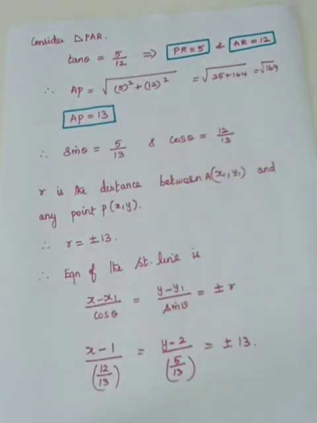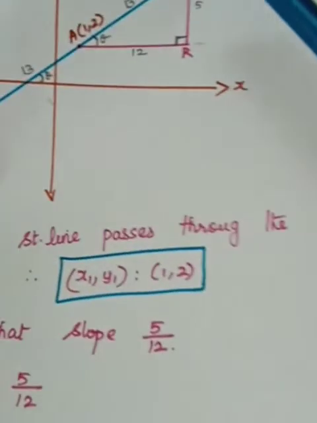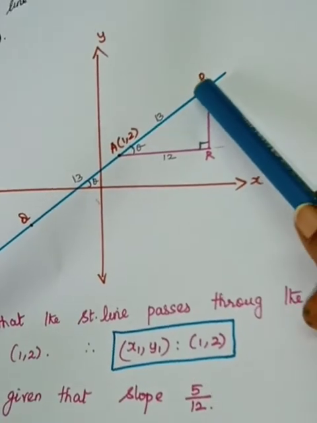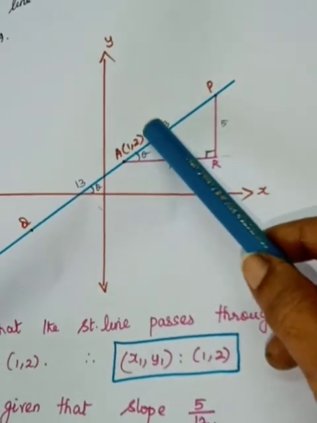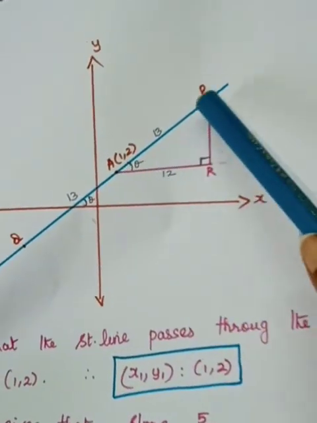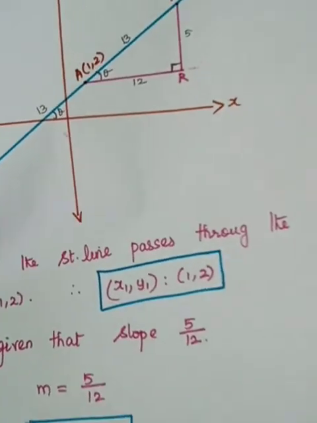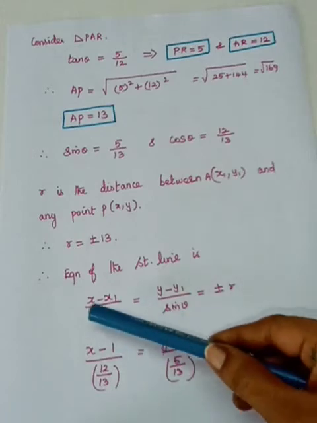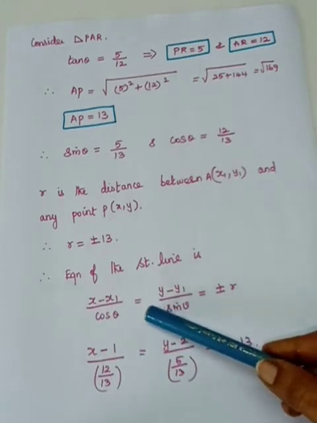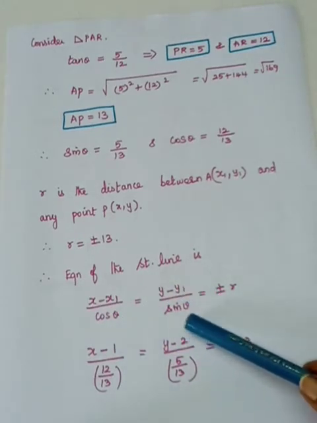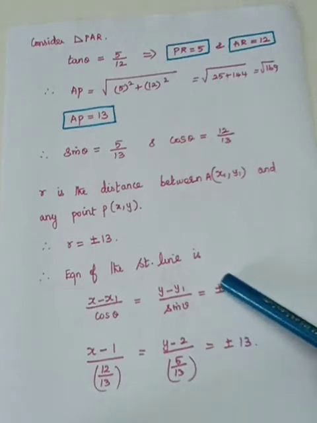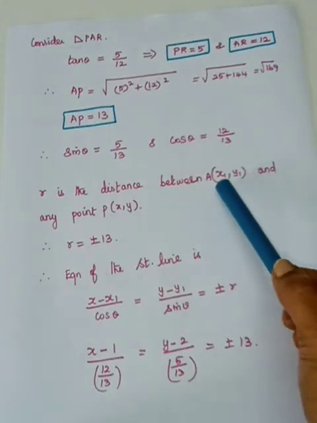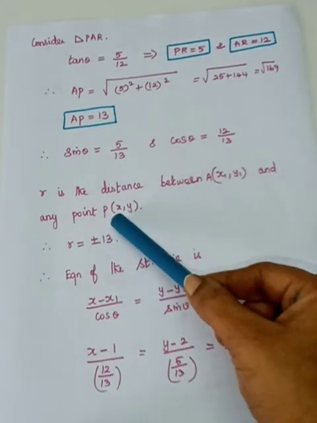What's the need to find sin theta and cos theta? Here, if you want to find the point which is some distance from the given point, we are going to use the parametric form of the straight line. So what is it? It is nothing but (x minus x1) by cos theta is equal to (y minus y1) by sin theta is equal to r. This r is the distance between the given point and the point we have to find.